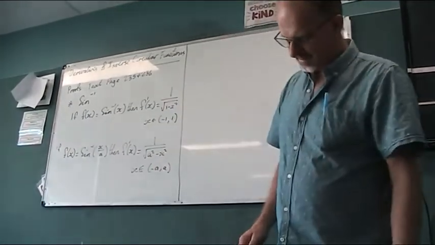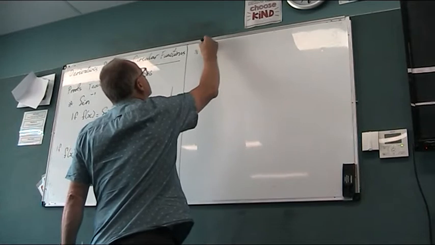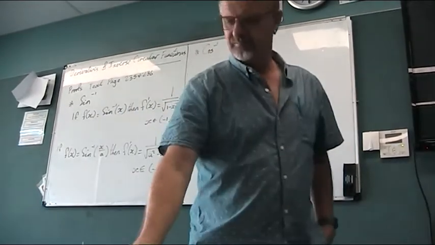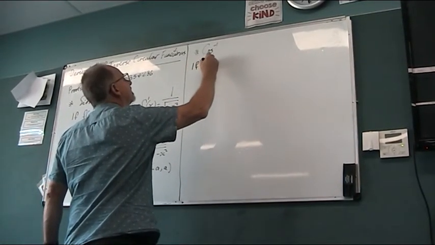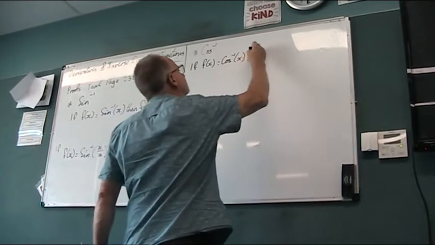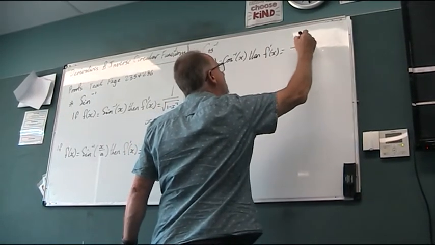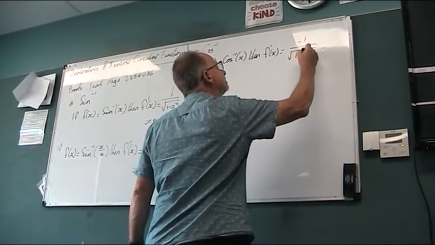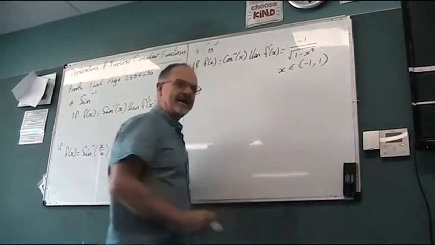The cos one is very similar. So cos inverse. If f(x) is cos inverse of x, then the derivative looks very, very similar, and the difference is that -1 up the top there. Again, of course, x has got to be between -1 and 1.